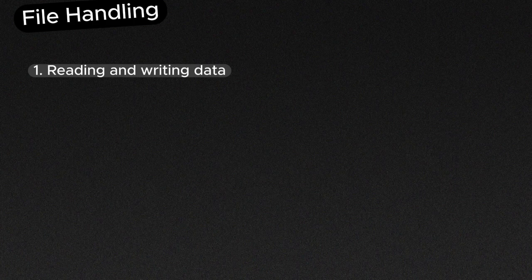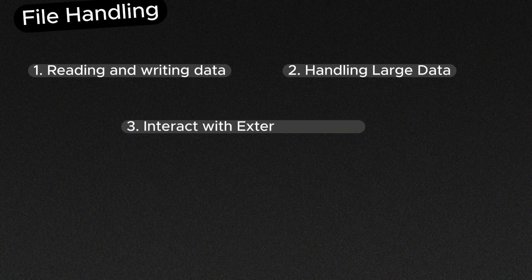for storing information. Two is handling large data. Files can be used to handle large volumes of data that might not fit in memory. By reading and processing data in batches, we can avoid memory constraints. Three is interaction with external systems. Files can be used to interact with other systems or programs that acquire input or read output from files. In this lesson, you learn how to open, read a file, and also write to a file.